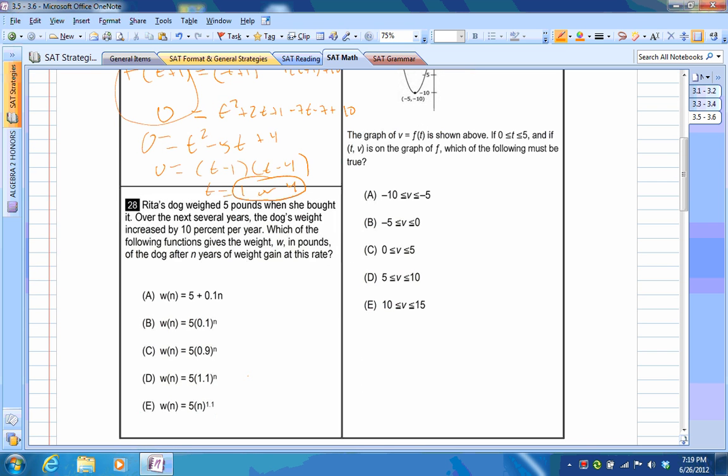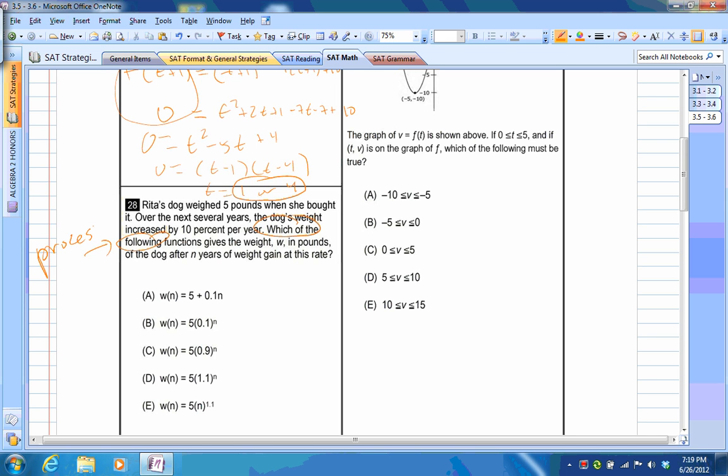Let's look at number 28. Rita's dog weighed 5 pounds when she bought it. Over the next several years, the dog's weight increased by 10% per year. Which of the following? Remember, we see those words again? So we know to go through process of elimination. Which of the following gives a weight W in pounds of the dog after n years of weight gain at this rate?